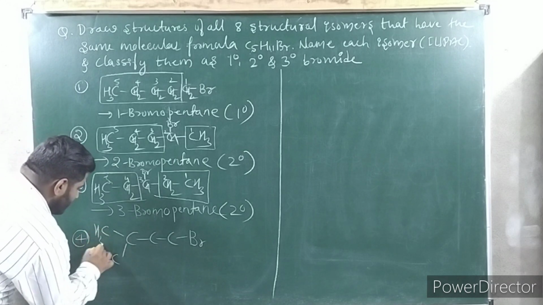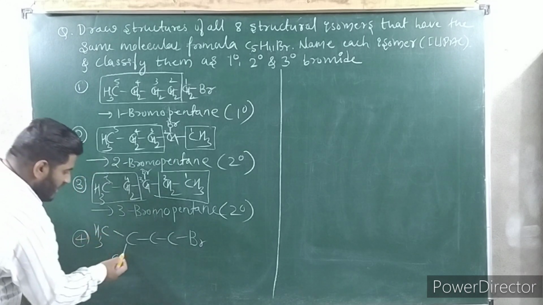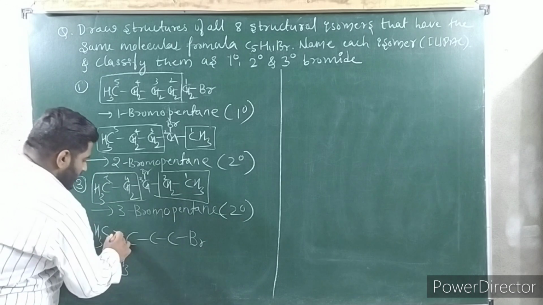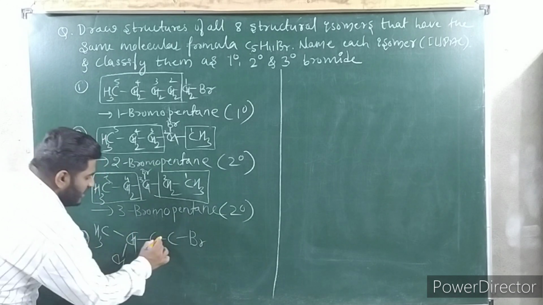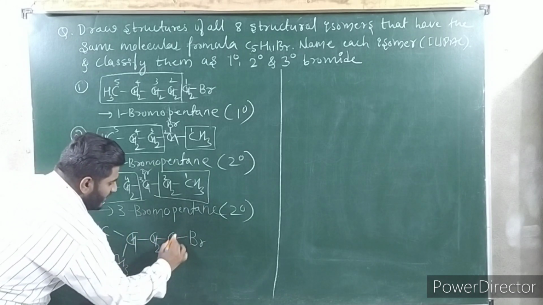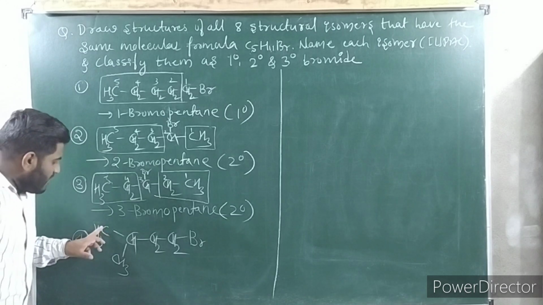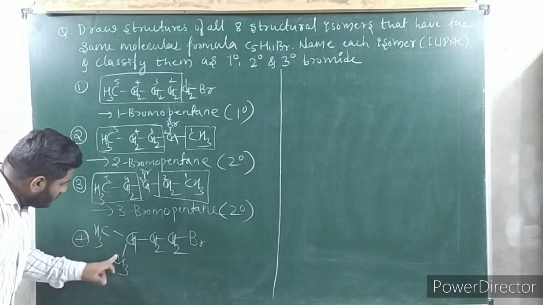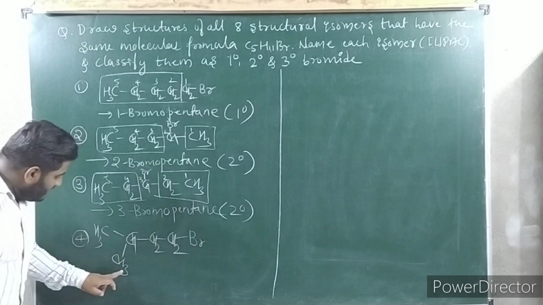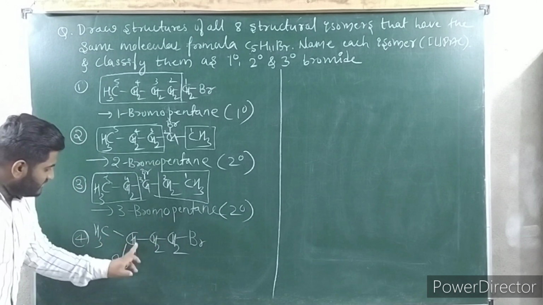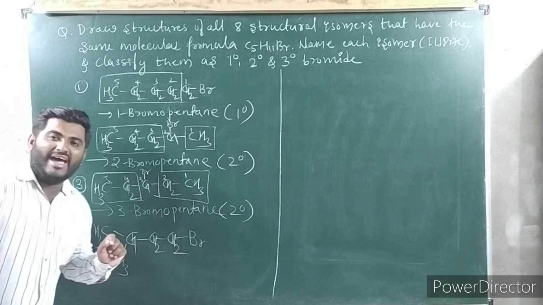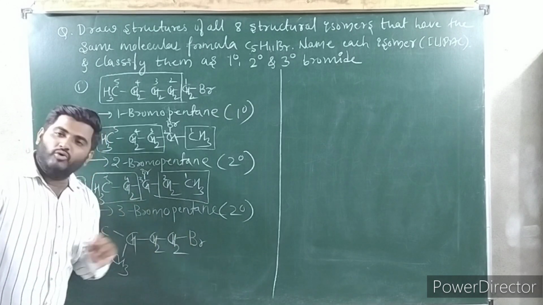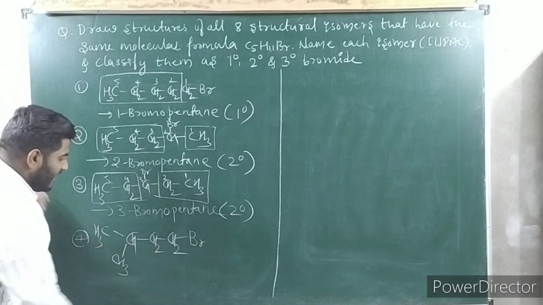Yes. Now write CH3. One bond is over 3H, one bond is over 3H, 3 bonds are over 1H, 2 bonds are over 2H, 2 bonds are over 2H. Now count it. Total how many carbons do you have? 1, 2, 3, 4, 5. 5 carbon. 3 plus 3 is 6, 6 plus 1 is 7, 7 plus 4 is 11. 11 hydrogen and 1 bromine. Correct or not? Now what is the name?